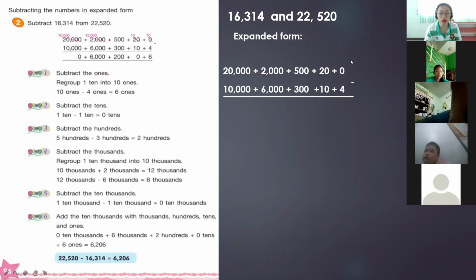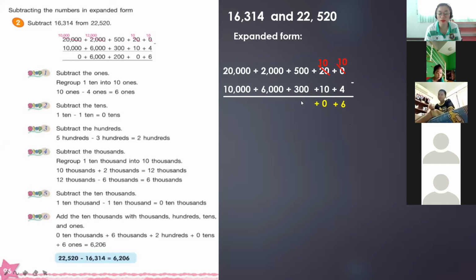We're going to start with the ones place. As we can see here, 0 is smaller than 4. So what we're going to do is borrow 10 from the 20. So this will become 10, and 0 will become 10. Let's subtract. 10 minus 4 is equal to 6. 10 minus 10 is equal to 0. In the hundreds place, 500 minus 300, we can subtract them together. So 500 minus 300 is equal to 200.